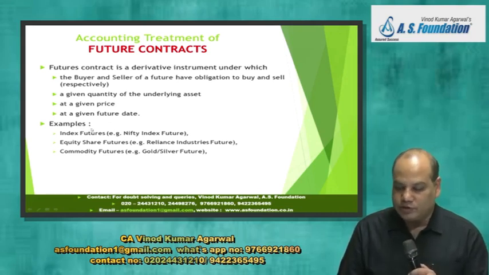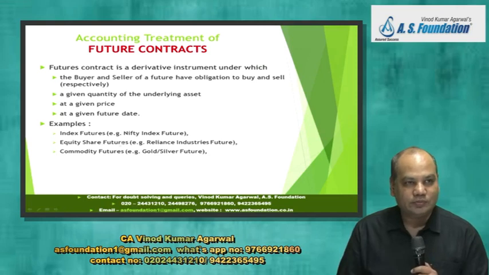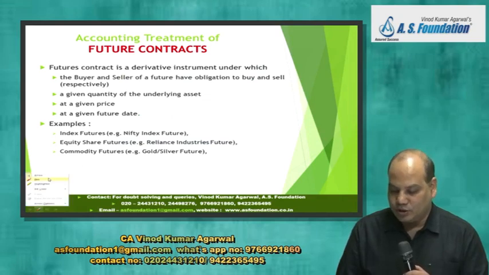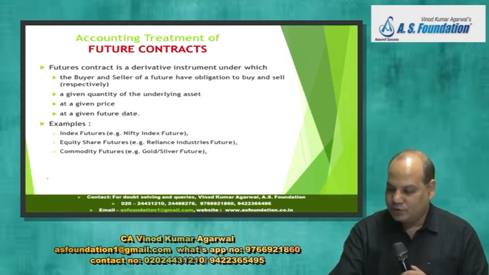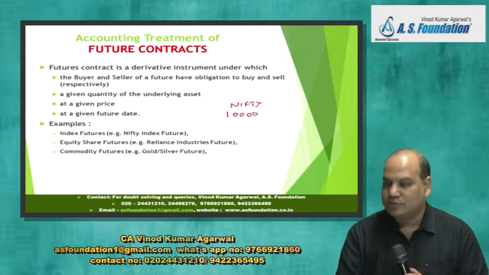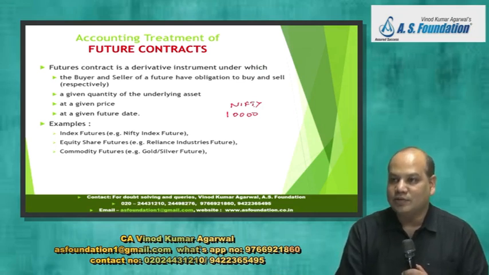Okay. For example, the two parties may enter into an index future contract. One party will say I want to buy, the other will say I want to sell, and they will fix a contractual amount. Say for example 10,000 Nifty future. So the underlying is the Nifty here. Nifty is the index of the National Stock Exchange.